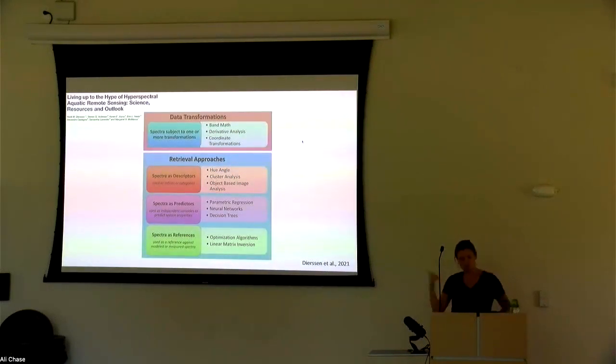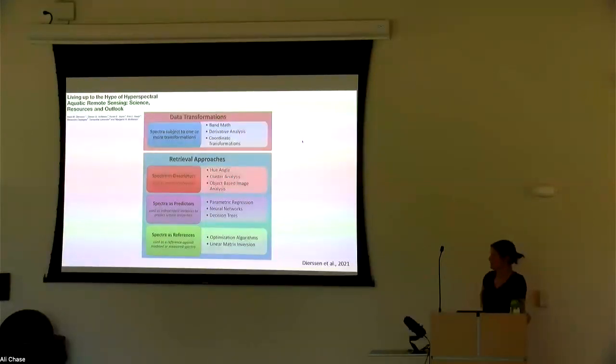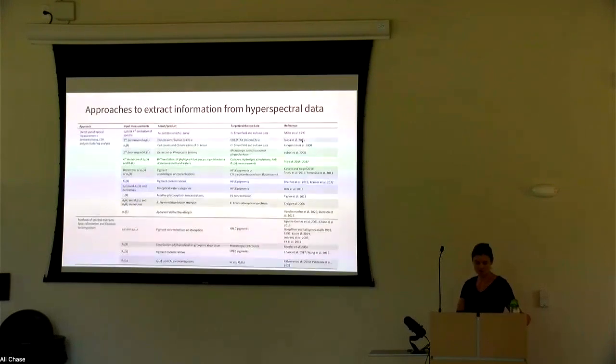There's the same review I referenced earlier in the talk, but the Dierssen et al. review in 2021 is looking at living up to the hype of hyperspectral. They go through all the different ways that hyperspectral data are treated and all the different approaches that have been used, and some that perhaps could be applied to remote sensing. And this, again, is just a table for your reference. These are approaches to extract information from hyperspectral data, not specific to remote sensing, but some that could potentially be applied to remote sensing data.